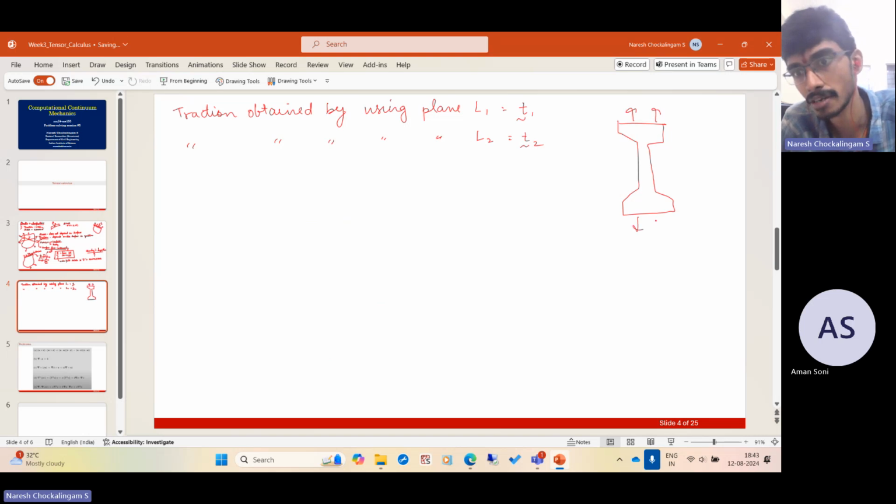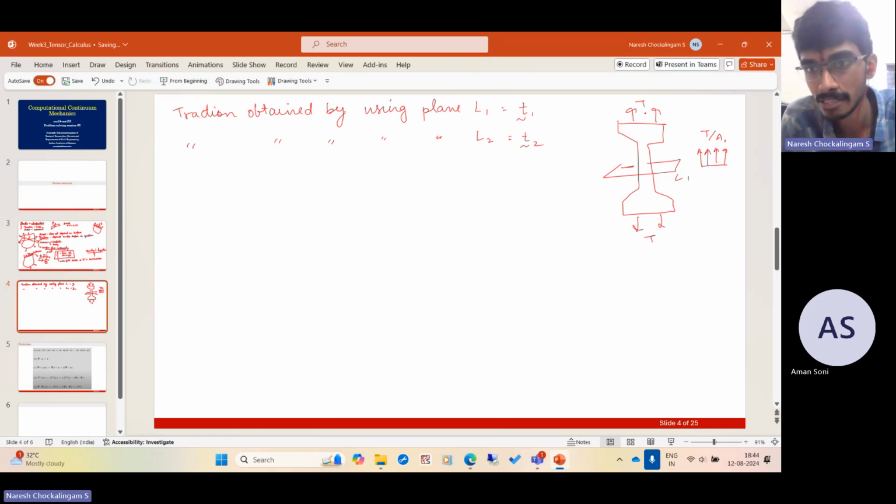Say it is subjected to a net force T. If you take plane L1 like this, assuming it is fairly far away from the plate ends, the traction distribution on that will be uniform with the net intensity T. So it will be something like T by A, where A is the area of A1.